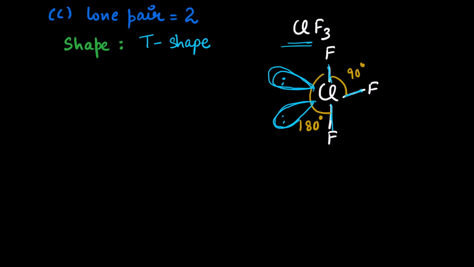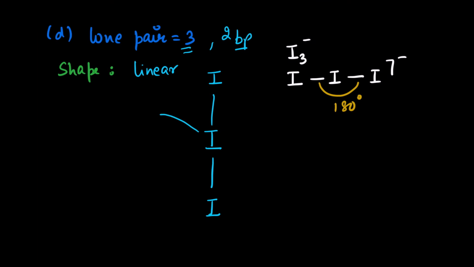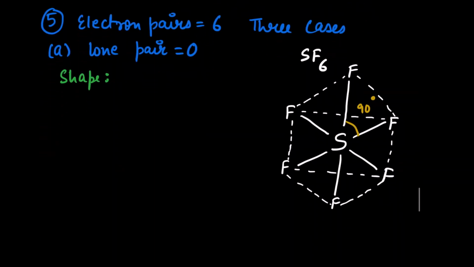Now let us look into the case where we have 3 lone pairs and 2 bond pairs. The shape is linear. Why? In this molecule, the bond pairs acquire the axial positions and the lone pairs acquire the equatorial positions, forming a linear structure. This is a case for 5 electron pairs, out of which 3 are lone pairs and 2 are bond pairs.